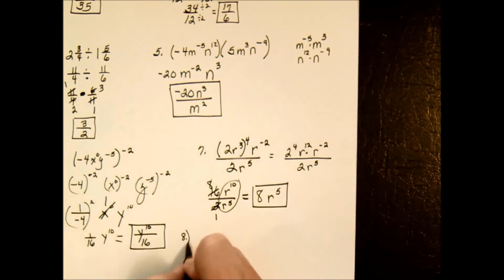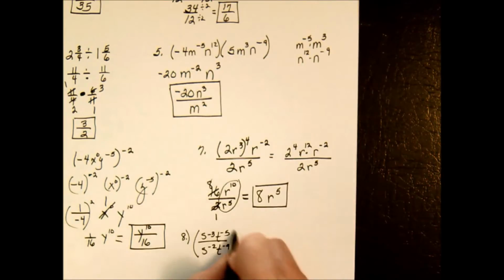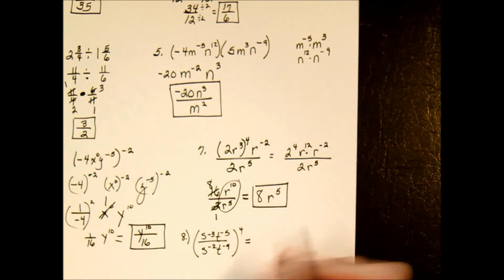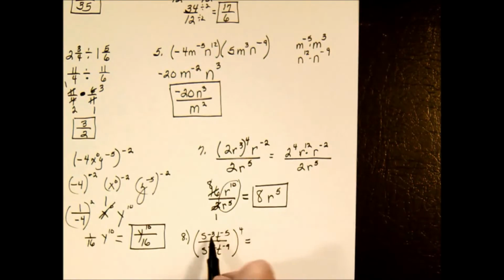I think I can fit number 8 on. I have (s to the negative 3, t to the negative 5) over (s to the negative 2, t to the negative 9th), all to the 4th. I'm going to simplify inside before I apply that 4. I know that this one's unhappy, this one's unhappy, unhappy, unhappy, so they're all going to move.